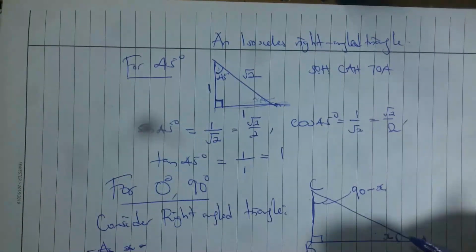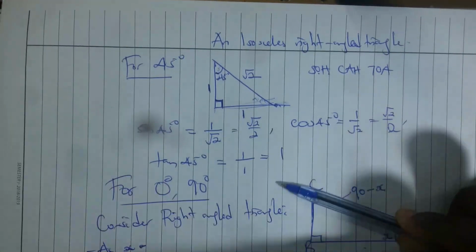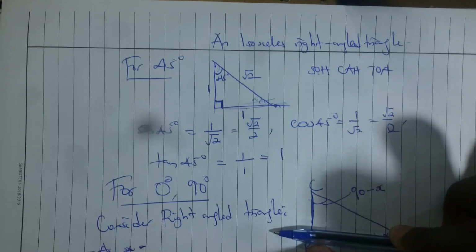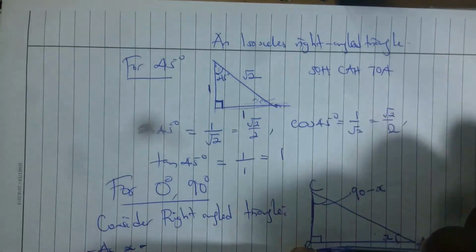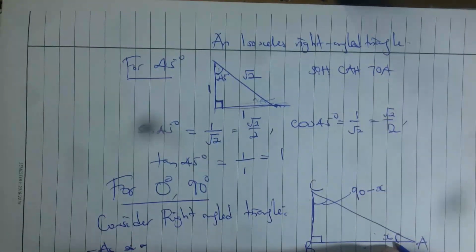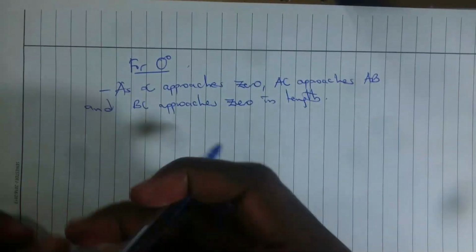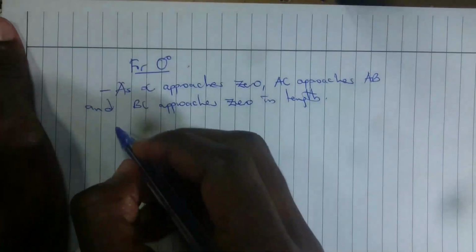If you see here, if this angle keeps reducing slowly, it will reach 0, and the length AC will also become the length AB after finally resting here, and the length BC will also reduce until it's 0. That's if x tends to angle 0. Now let's put that in a mathematical way of writing.